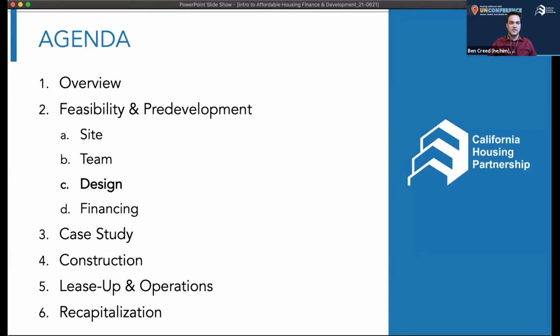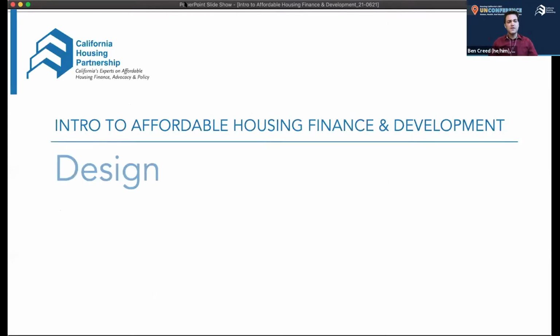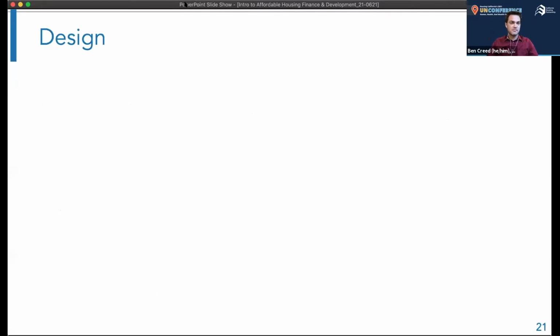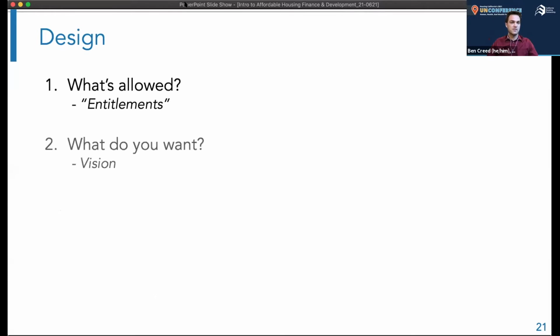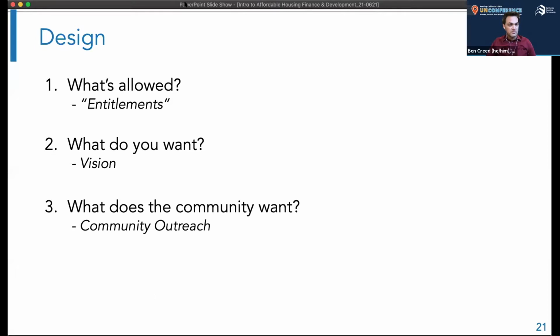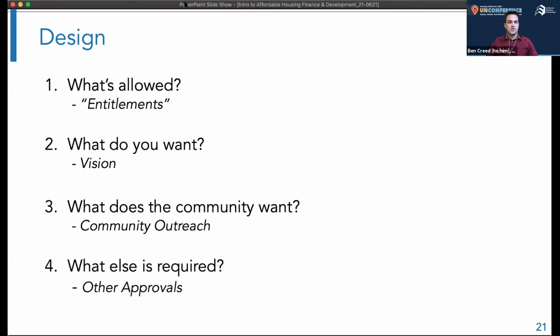Moving on, in the next part of our agenda, we're going to cover the design. And so what is your team going to put on this site? There is a lot that can be said about the design process, and we're going to cover 4 major guiding questions that will influence what you end up designing to put onto your site. What's allowed? What do you want within the parameters of what's allowed? What does the community want? And what other requirements will you have to keep in mind that may affect your project's design? And so we're going to start with what's allowed.